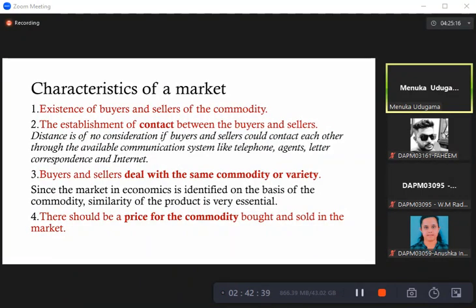If you look at the characteristics of a market, like we said, there are buyers and sellers; it could be one buyer or many. There's contact between buyers and sellers. You meet, or you talk over the telephone or whatever, you make contact, you come to an agreement, and buyers and sellers deal with the same commodity, and there should be a price for the commodity bought and sold in the market.